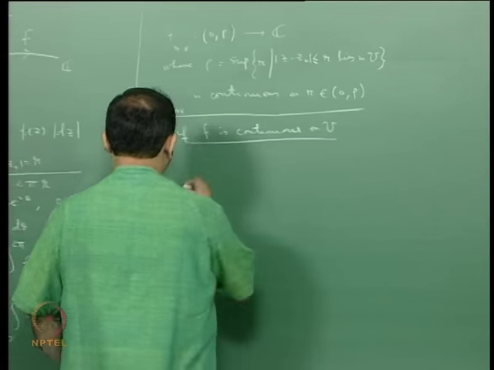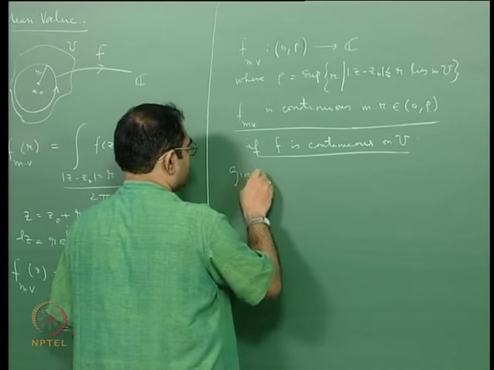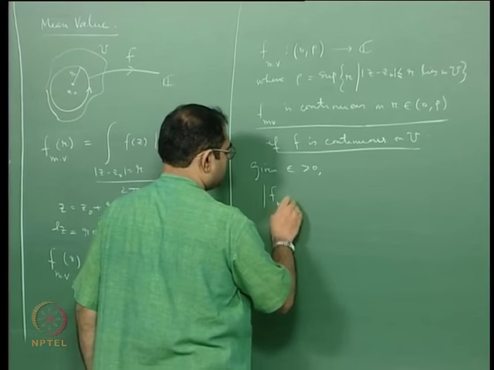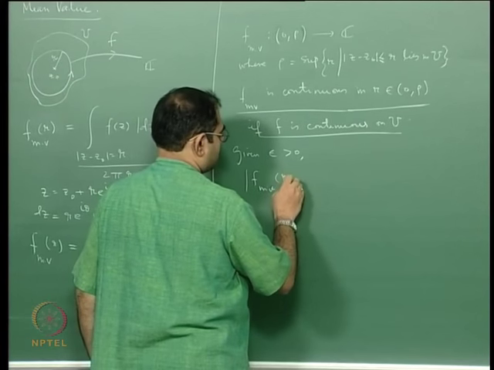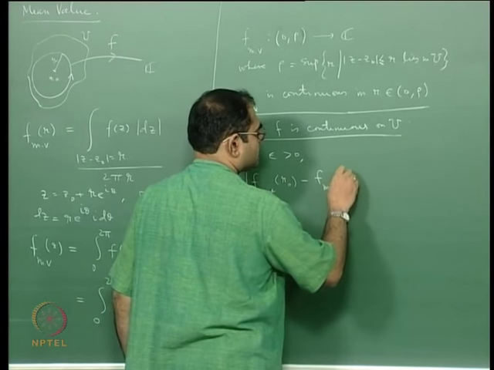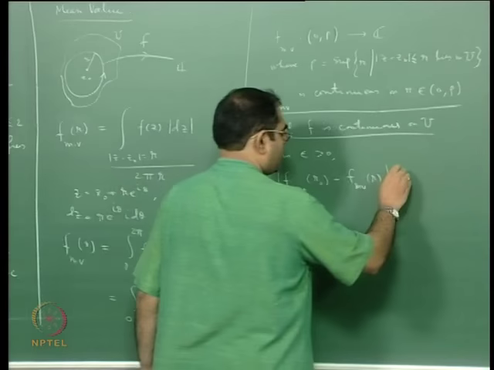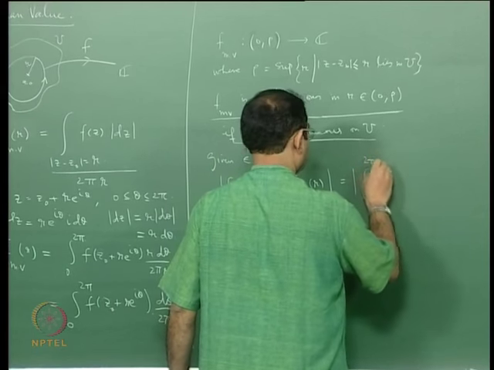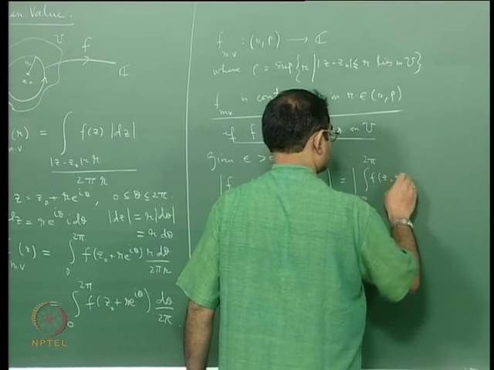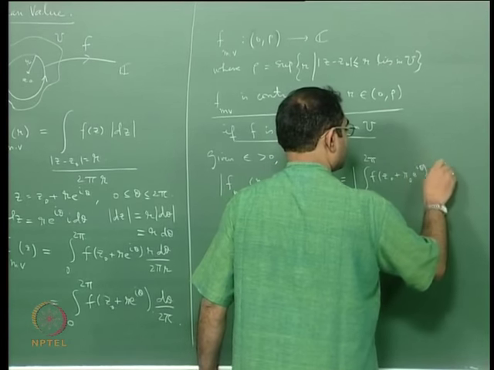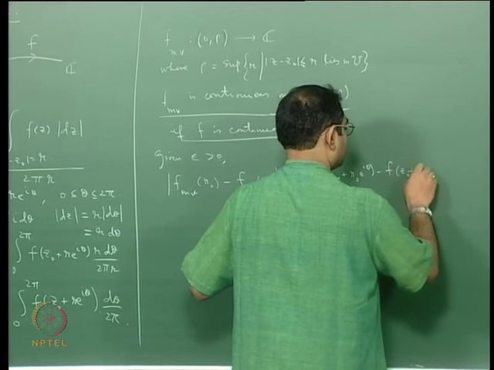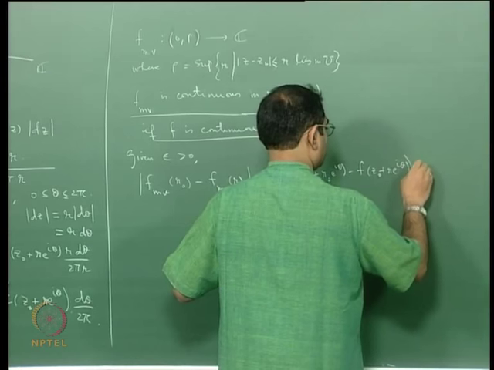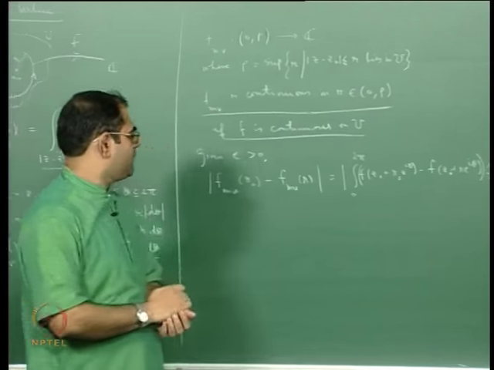Why is that? Given epsilon greater than 0, if you estimate the difference between f mean value of, let us say, some r naught and f mean value of r, then it is going to be the modulus of the integral from 0 to 2 pi of f of z naught plus r naught e power i theta minus f of z naught plus r e power i theta, into d theta by 2 pi. This is what I will get by the definition of the mean value.